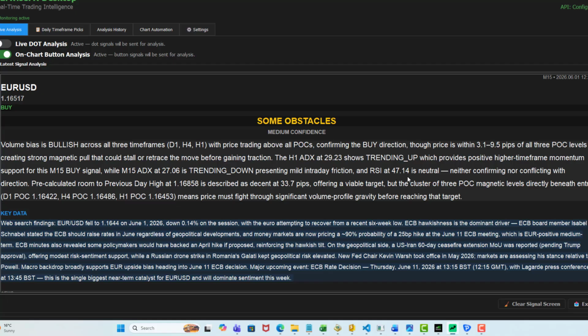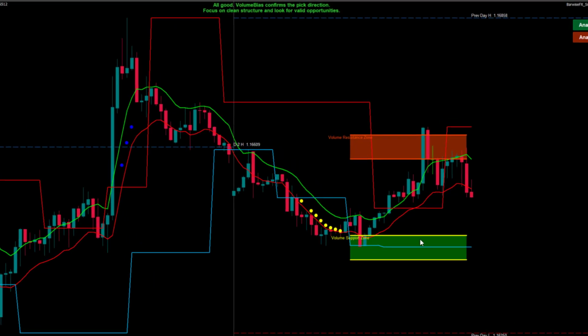And RSI is 47.14, which is neutral, neither confirming nor conflicting with direction. Pre-calculated room to previous day's high at 1.16858 is described as decent at 33.7 pips, offering a viable target. But the cluster of three POC magnetic levels directly beneath entry means price must fight through significant volume profile gravity before reaching that target. And that kind of lines up with what we can see here.